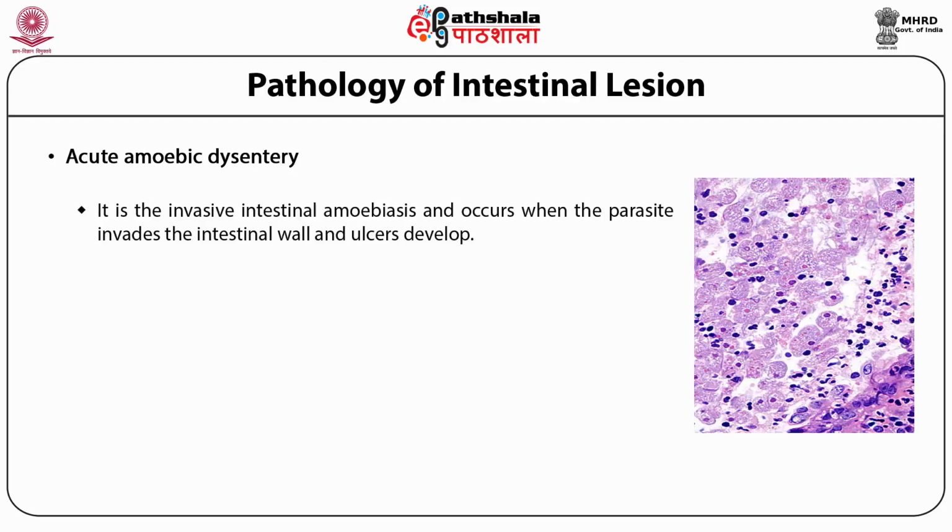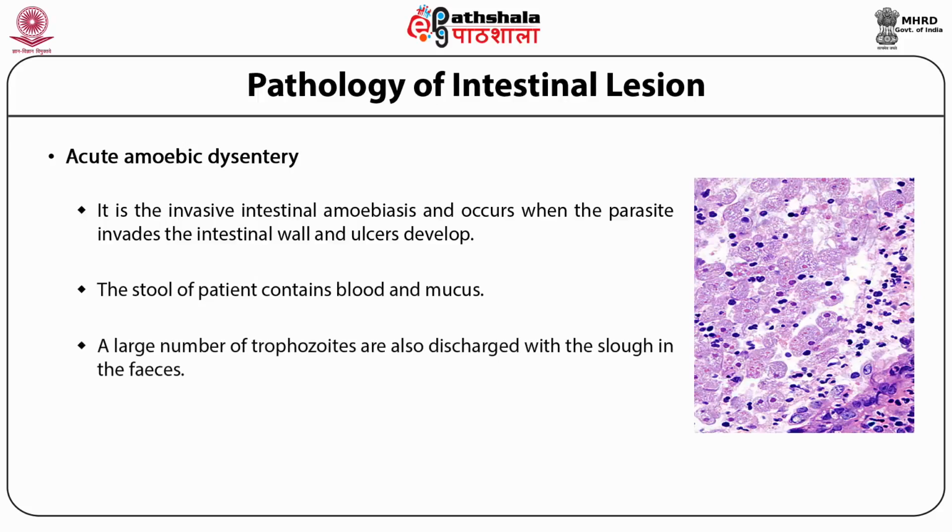Now, it is the invasive intestinal amoebiasis and occurs when the parasite invades the intestinal wall and ulcers develop. The stool of the patient contains blood and mucus. A large number of trophozoites are also discharged with the slough in the feces. Patients have severe abdominal pain.